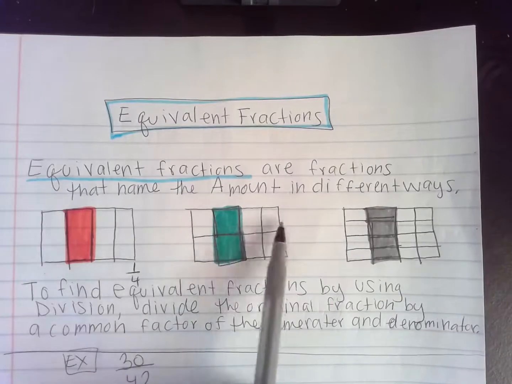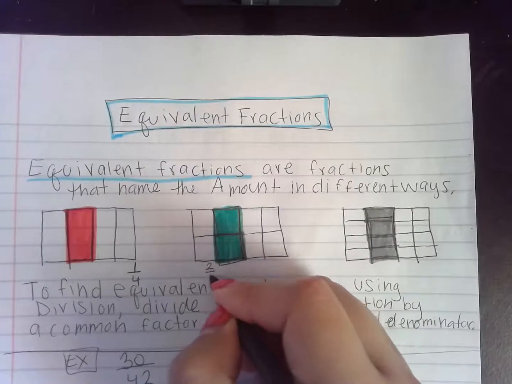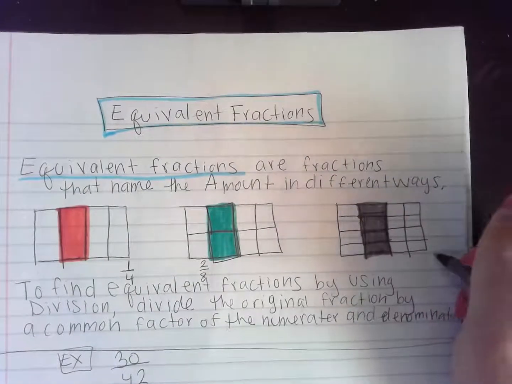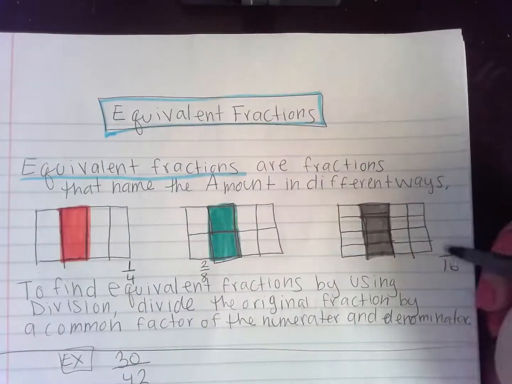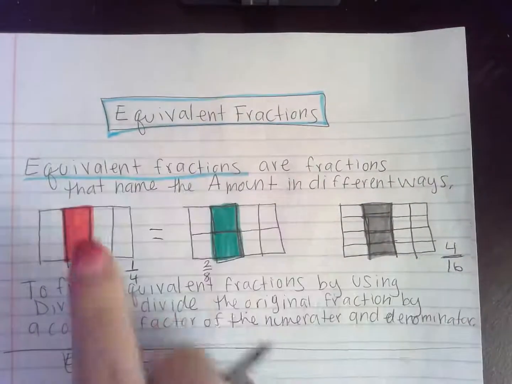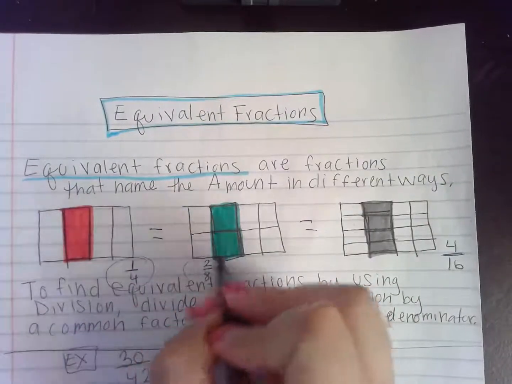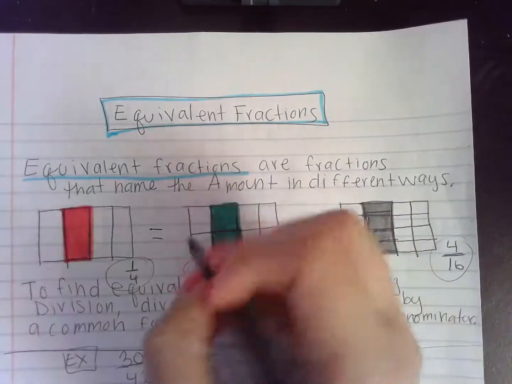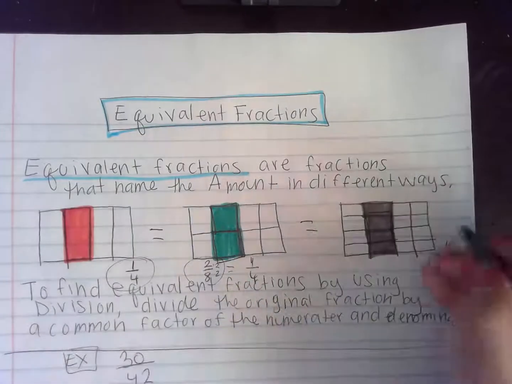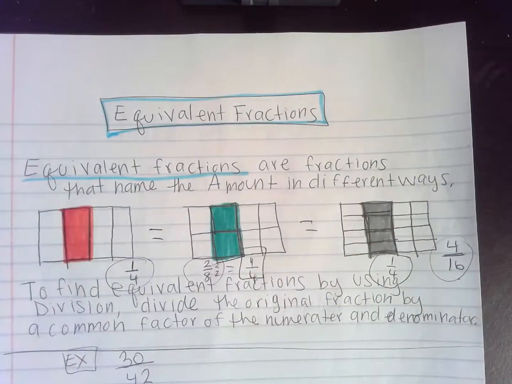Here I have 8 squares, and I've only shaded in 2 of those squares, so I have 2/8. Here I have 16 squares, and I've only shaded in 4 of those squares. What I'm trying to prove here is that these are all equal. If I reduce 2/8 by 2, I get 1/4. If I reduce 4/16, I also get 1/4. They are all equivalent fractions.